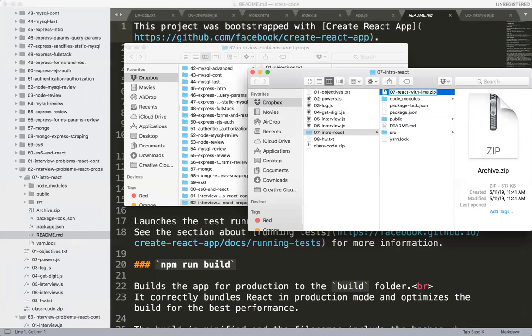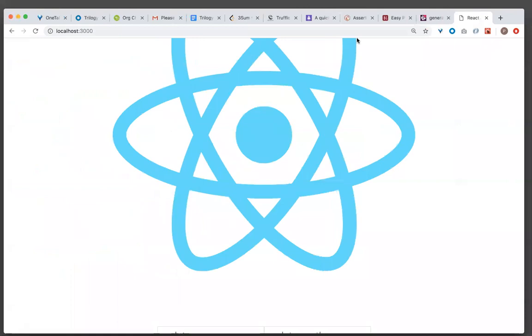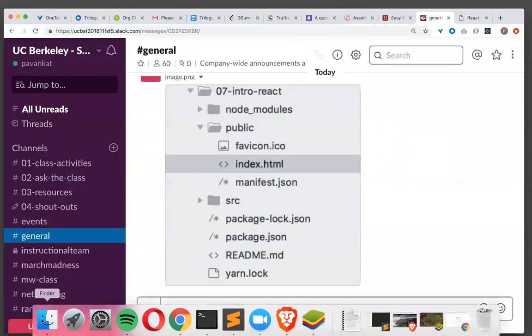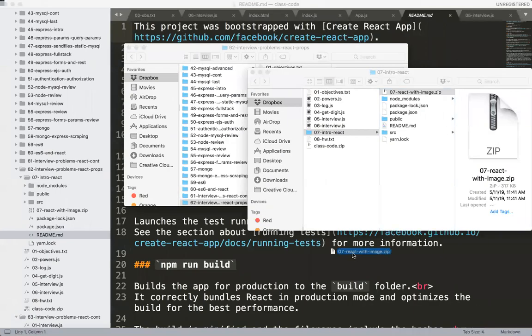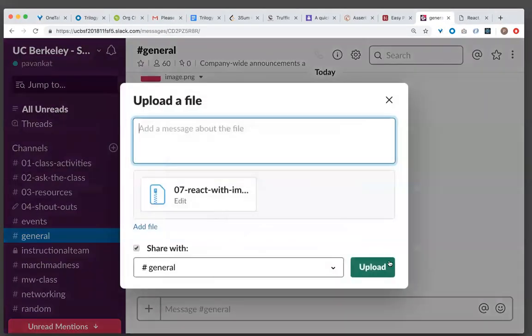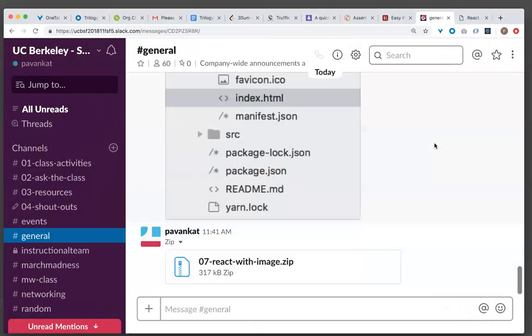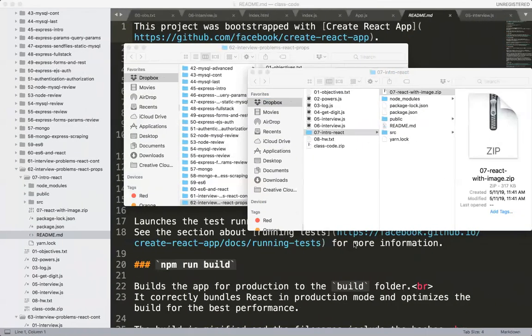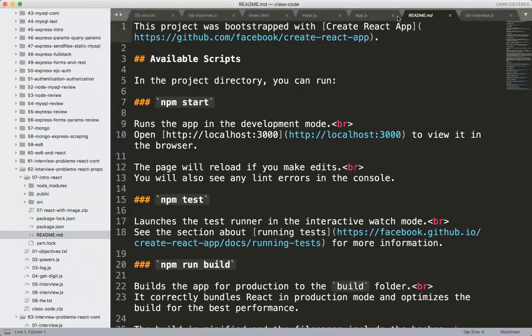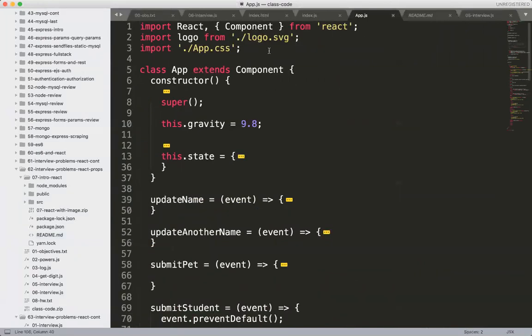React with image. Before you leave, just get this working on your computer. Wait, don't leave yet. Just get this working on your computer first. Oh, go ahead. So if we want to put that image on there, we have to get that code. Oh no, you can get a PNG file too, or a JPEG, whatever you want.